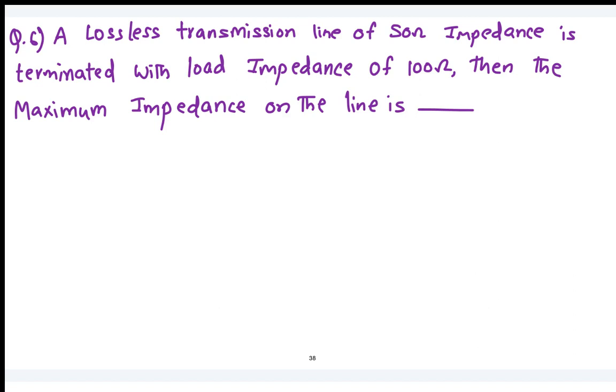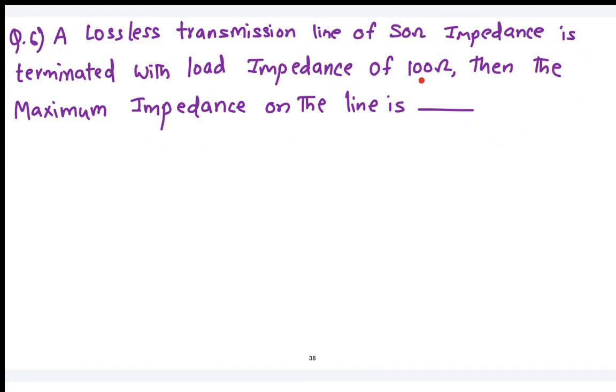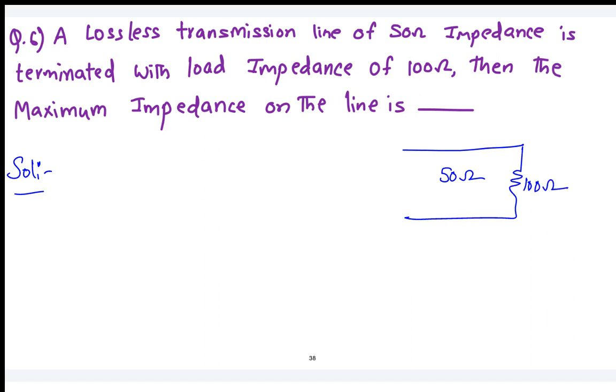See the next question. There is a lossless transmission line of 50 ohms impedance terminated with a load impedance of 100 ohms. Find the maximum impedance on the line. This is a lossless line. Characteristic impedance is 50 ohms and the load impedance is 100 ohms. We have had an extensive discussion on maximum and minimum impedance, so you can use the formula: the maximum impedance is equal to Z naught into VSWR. If you want, you can go through the theory we have discussed. Quickly tell me, what is the VSWR here?